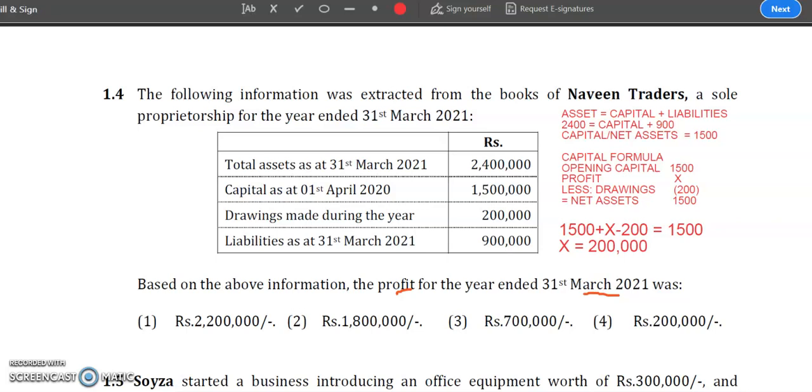So there is a capital formula that we have studied before. Opening capital is 1.5 million here, and profit we don't know, that is the question, so we put it as X, and less drawings of 200,000. So 1,500 plus X minus 200 is equal to the net assets, which is 1,500. So X is 200,000. So your answer is number 4.